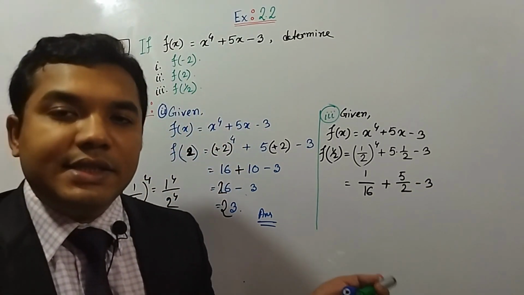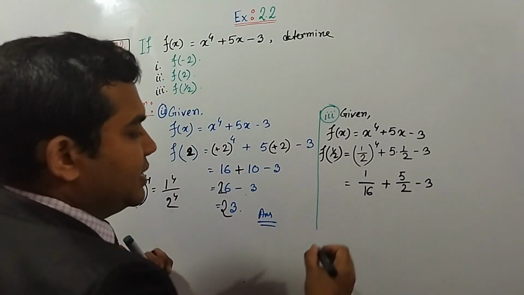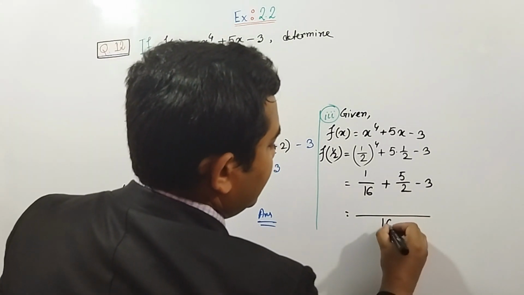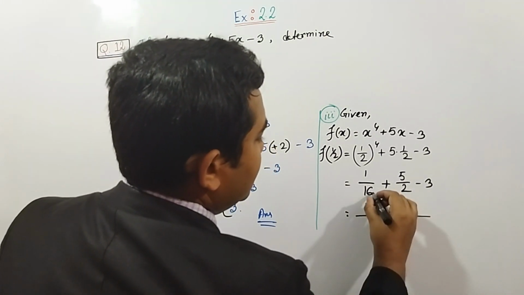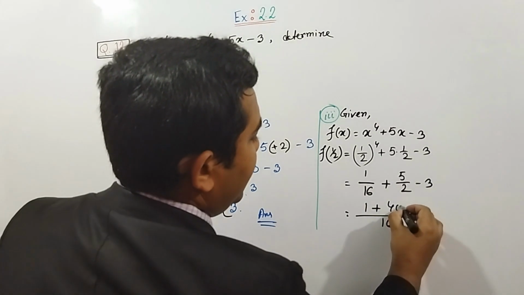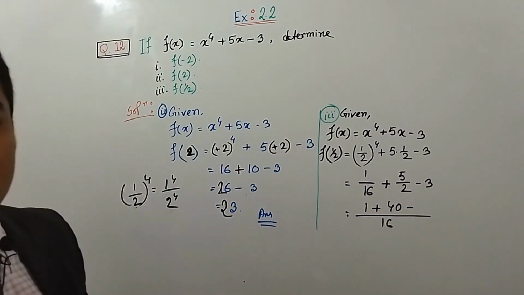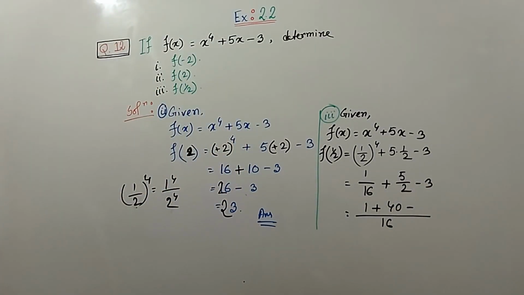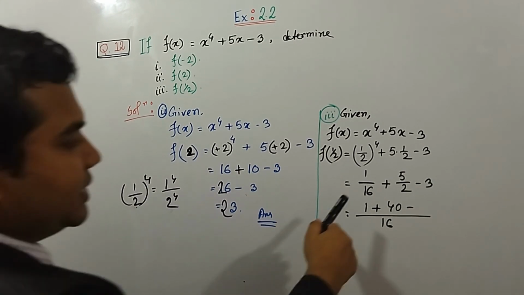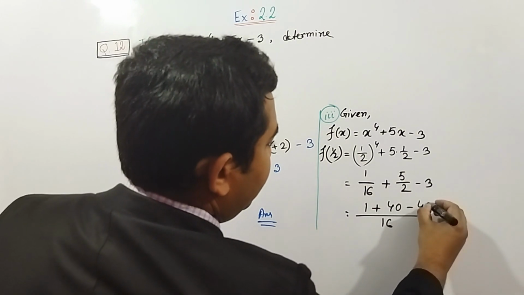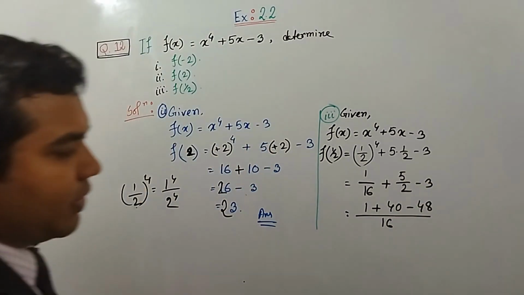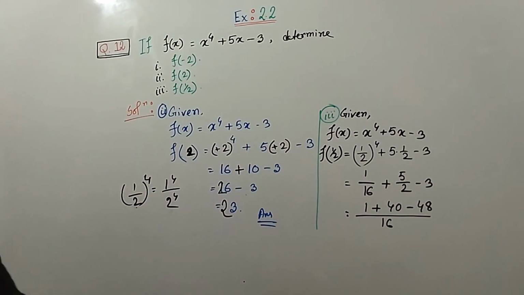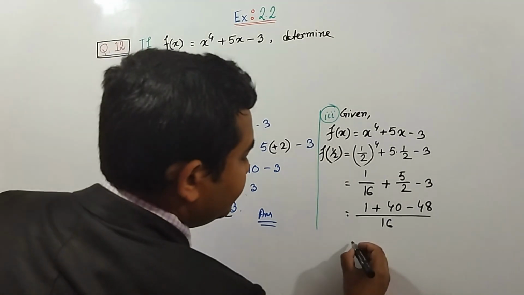If we go for the LCM, then what will be there? That is definitely 16. So it should be 1 plus 40 minus, if we multiply 16 with 3, then what will be the answer? Please tell me. Okay, so 16 into 3 will be 48. Then what will be the answer of it? Who can tell me? Use the calculator. Then you will get obviously minus 7.